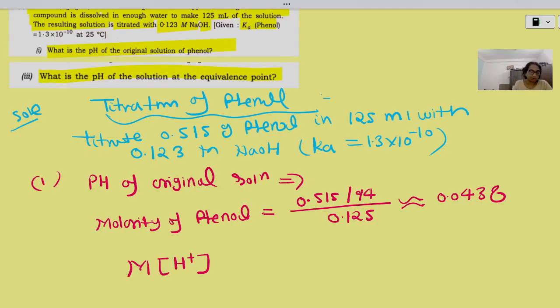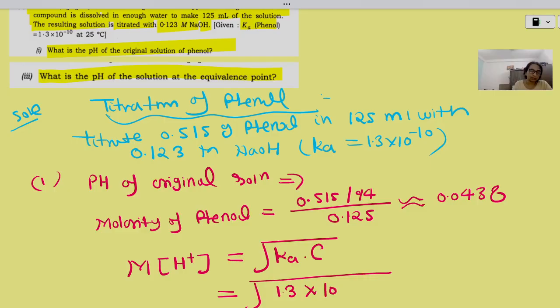Now, how to calculate the H plus concentration? It is with the help of this formula: H plus is equal to the square root of K into C, where C is the molarity. Put the value of K given in our question, 1.3 into 10 to the power minus 10, into the molarity 0.0438. Now calculate this value, and you will get approximately 2.38 into 10 to the power minus 6 M.